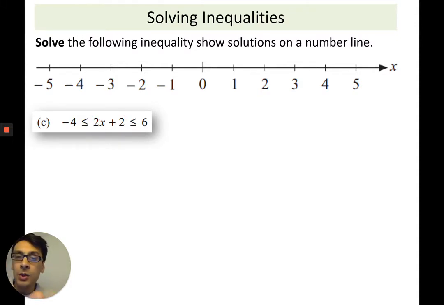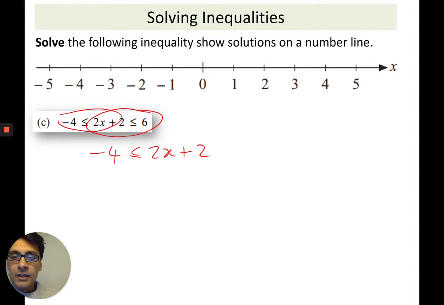So again, in this question, it says show the solutions on the number line, solve and show the solutions. Okay, so first thing I want to do is write both inequalities separately. So negative 4 is less than or equal to 2x plus 2, and 2x plus 2 is less than or equal to 6.